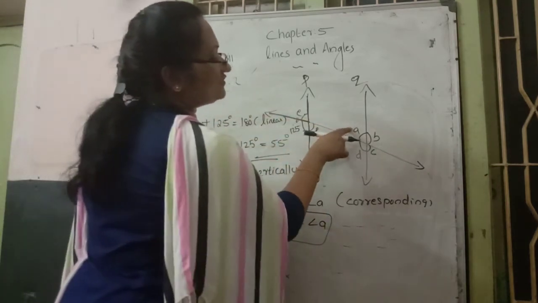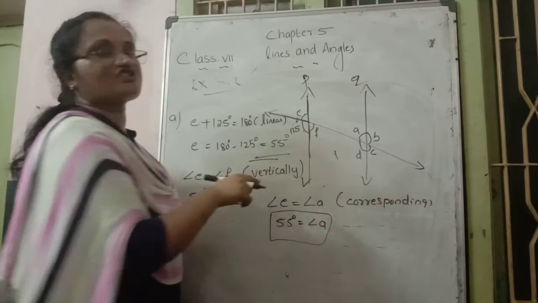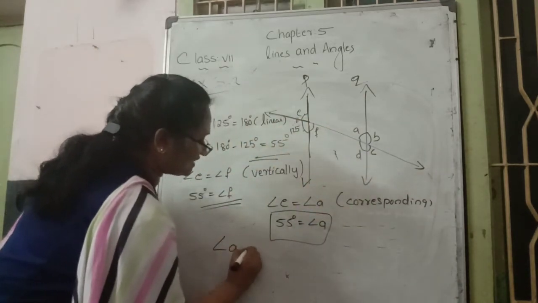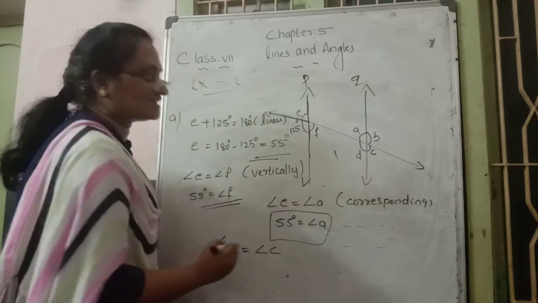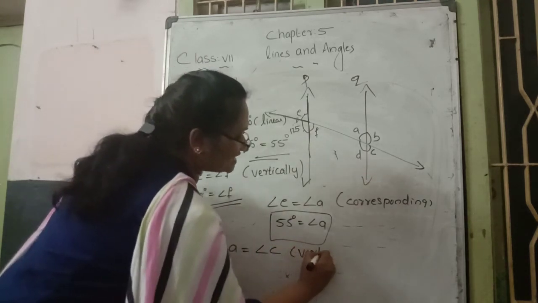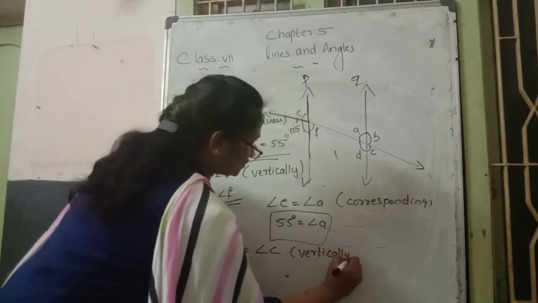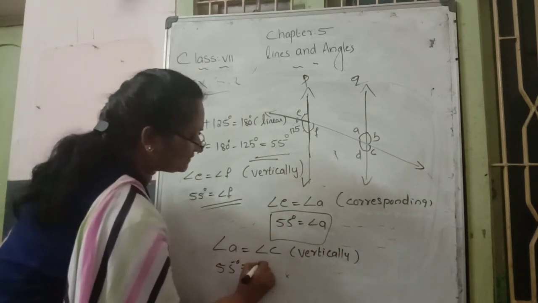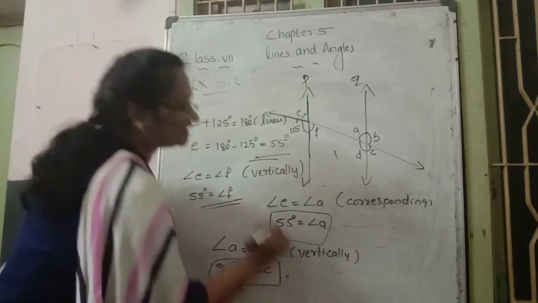A value is 55, so what is the relation between A and C? They are vertically opposite, so we can write angle A equals angle C. What is the reason? They are vertically opposite. A value is 55, so angle C also becomes 55.